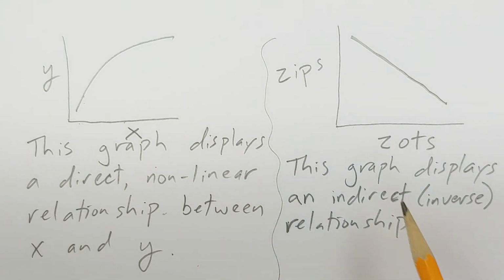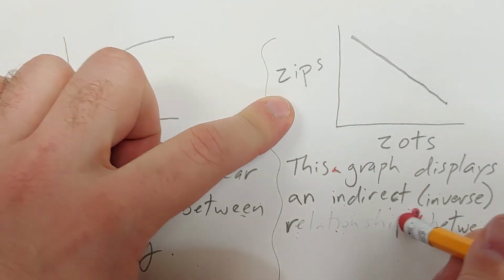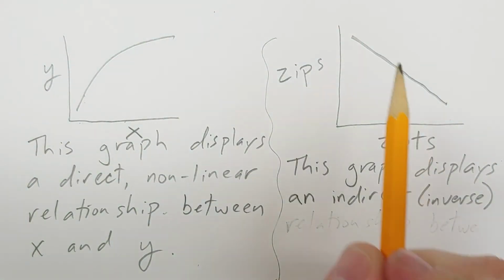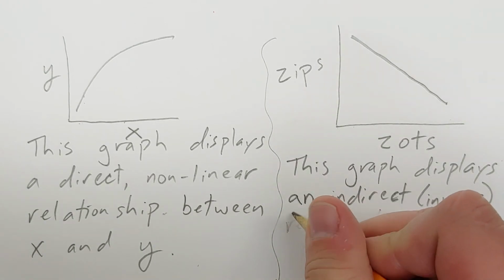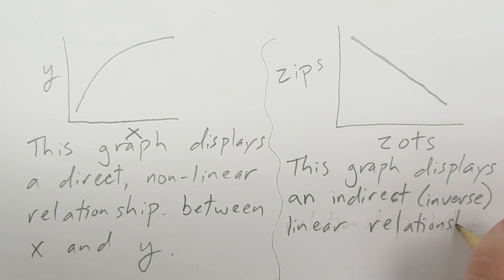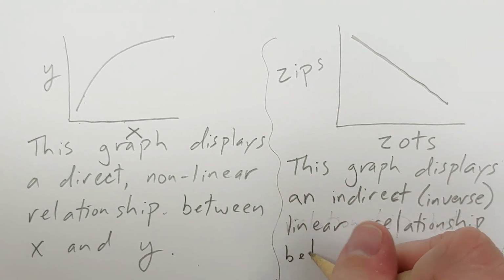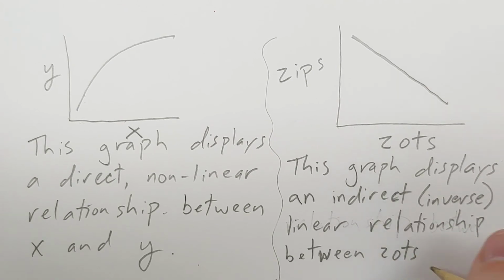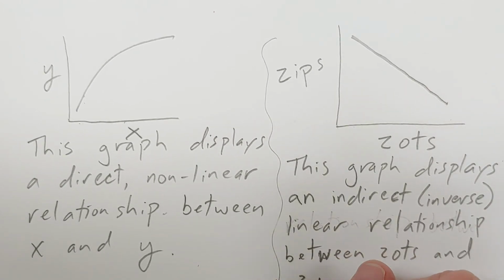And we can be a little more thorough than that. We can say what it's between, in this case, zots and zips. Oop, sorry, I forgot the shape. So the other thing we need to talk about is if it's linear or nonlinear. And so this is forming a straight line, and so we would say it's an indirect linear relationship between zots and zips.